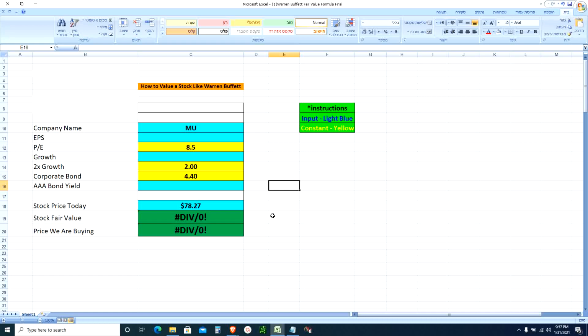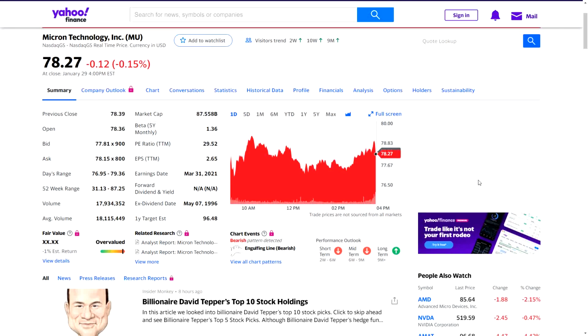Let's find EPS. Looking at Yahoo Finance, this is what I'm looking for. First of all, just a little glance: the 52 week range is between $30 and 87, so it's like 10% below all-time high. We got overvalued according to Yahoo Finance, but I don't care about that. I care about Warren Buffett finance. Earnings per share, this is the number that I'm looking for, 2.65.